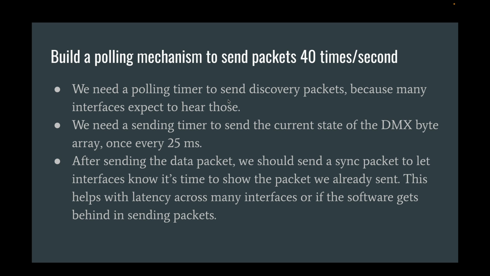So now we need to figure out a polling mechanism, because remember, we need to update these things 40 times per second. So first of all, we need a polling timer to send the discovery packets. Again, that's the thing that says, hey, listen to us, we're sending packets out. That is not mandatory. Not all interfaces listen for it, but it is part of the protocol. We need a sending timer to send the current state of the DMX byte array, and we need to do it every 25 milliseconds. And then after sending the data packet, we should also send a sync packet to say, hey, the values that you have are ready to go. If you would please display whatever those values mean to your fixture.